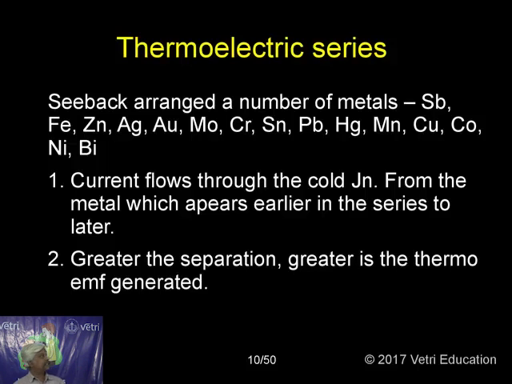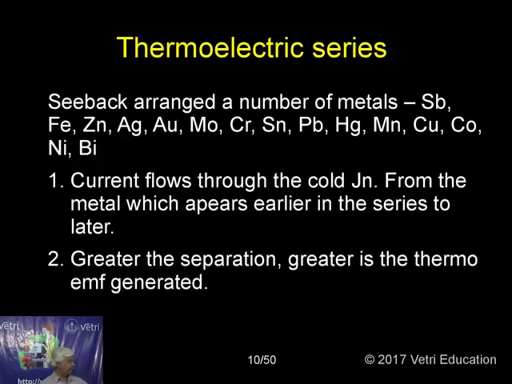What is that series? The series starts with antimony and ends with bismuth. In between, all the elements are arranged in a sequence. What is the experimental result he got? Current flows through the cold junction from the metal which appears earlier in the series to the later one. For example, take antimony and ferrous. Antimony is earlier, so the current flows from antimony to ferrous.